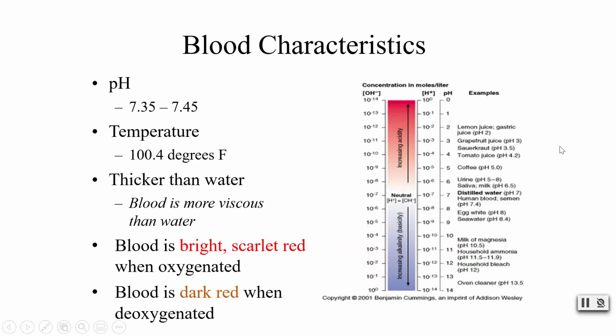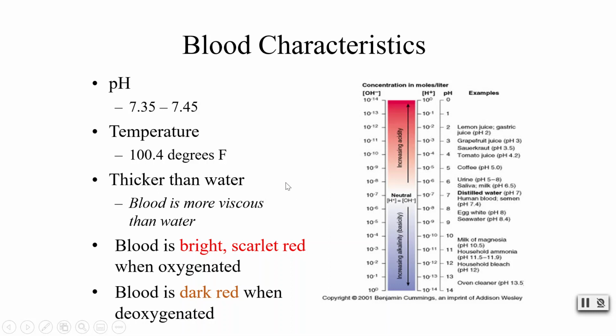Now, blood has a few specific characteristics. The pH should range from 7.35 to 7.45. If we remember way back in the day when we discussed acids and bases, you know that that makes blood just slightly basic. Okay, just slightly basic.